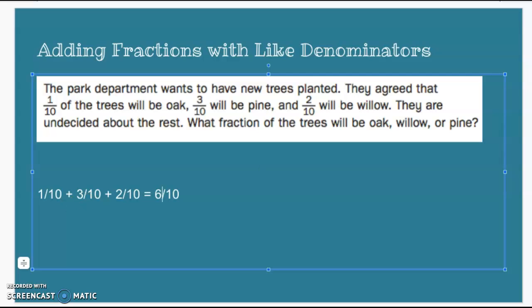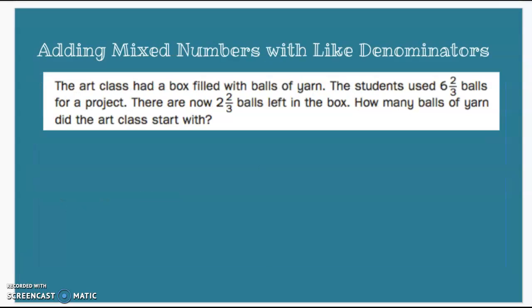Now let's try a word story problem that involves mixed numbers. The art class had a box filled with balls of yarn. The students used 6 2/3 balls for a project. There are now 2 2/3 balls left in the box. How many balls of yarn did the art class start with? Okay, so again, this problem is asking me to add. I know that we started with 6 2/3, and there are now 2 2/3. So how many did we start with? When I put my equation together, I know I have 6 2/3 plus 2 2/3.